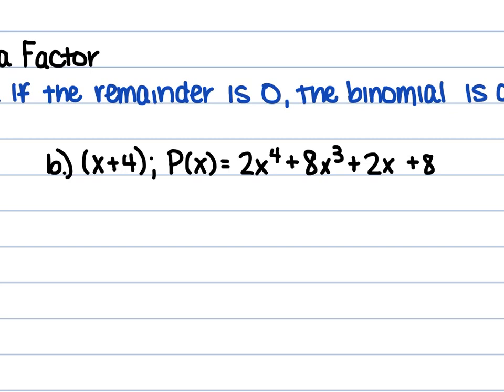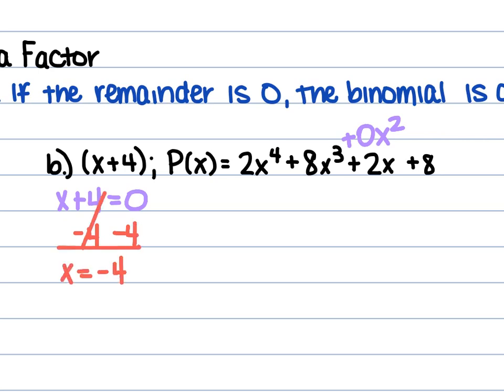For b, we have x plus 4, and p of x is equal to 2x to the 4th power plus 8x cubed plus 2x plus 8. So you see here that we're missing that x squared, so we'll put in that plus 0x squared in between the 8x cubed and the 2x. We're going to use the x plus 4 to solve for x. Move the 4 over by subtracting it. We get that x is equal to negative 4. So the negative 4 goes in our box.